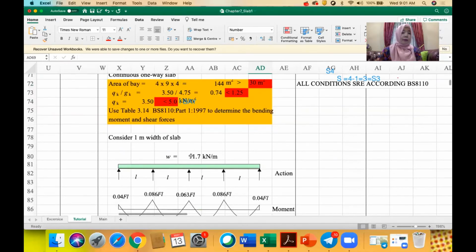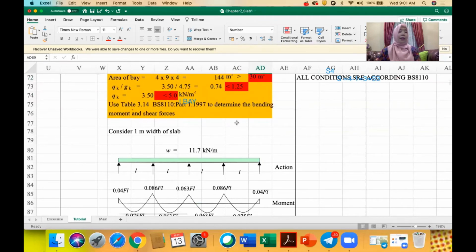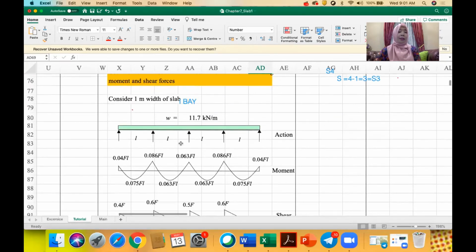Okay, now consider a 1 meter slab. As you can remember just now, when we design, we must consider it as 1 meter width. Then with the slab configuration that we have determined before, we have L equal to 4, with W 11.7. So F is equal to WL.